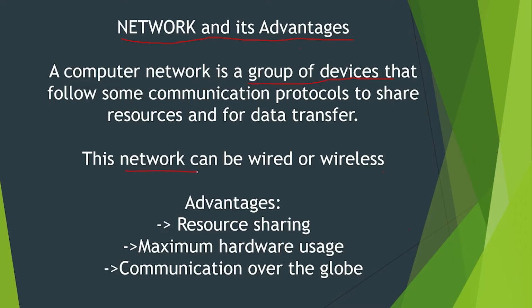This network can be wired or wireless. Wired means things like a hub and topologies, and wireless is internet services like WAN. The advantages are resource sharing, maximum hardware usage, and communication over the globe.